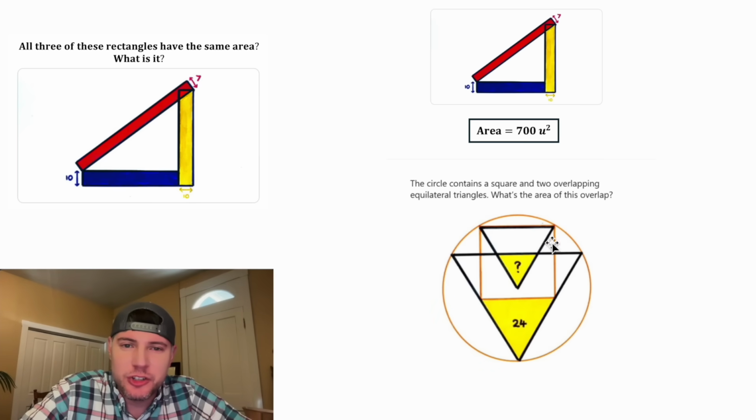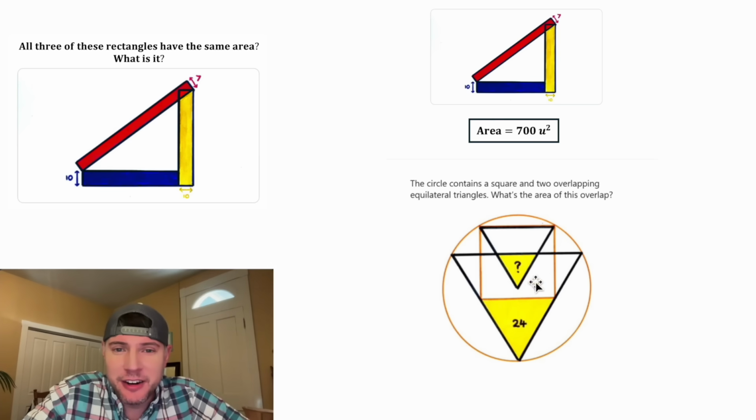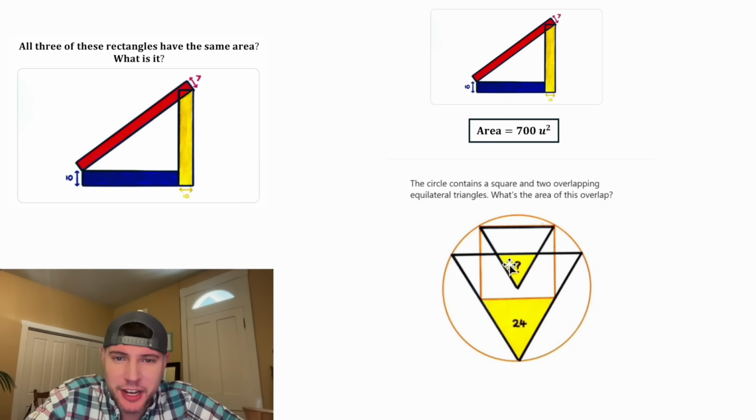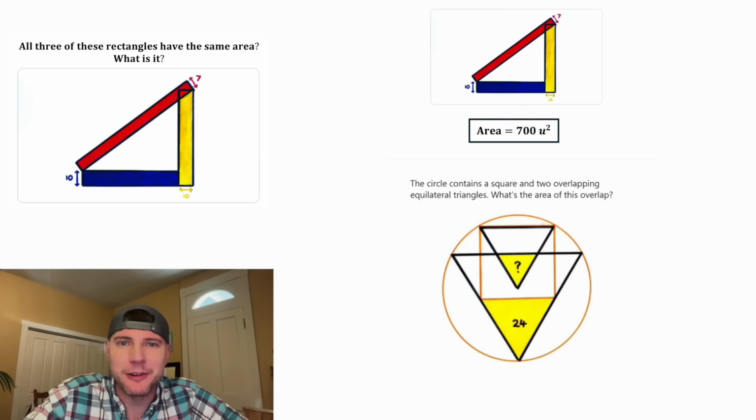The circle contains a square and two overlapping equilateral triangles. What's the area of this overlap? They're asking for the area of this triangle here. We're also given that this has an area of 24. This looks like it'll be a fun one. How exciting.